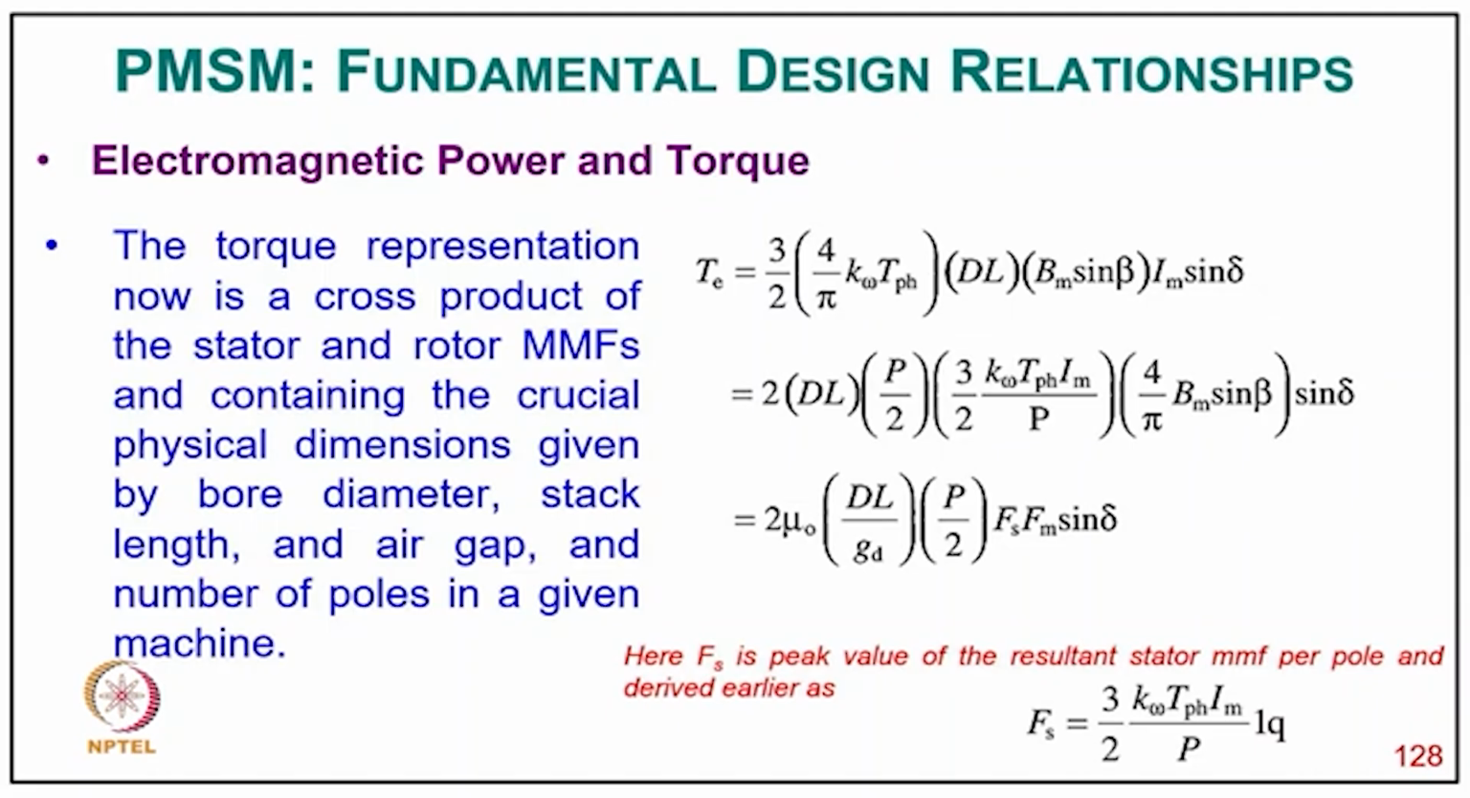So that is typically here equal to 3/2 · 4/π · k_w T_ph · D L · B_m sin δ · I_m sin β, and that is 2 D L · (p/2) · 3/2 · k_w T_ph · (I_m/p) · 4/π B_m sin δ · sin β, and that is equal to 2 μ0 D L / G_d · (p/2) · F_s F_m sin δ, where F_s is the peak value of resultant stator MF per pole, and derived earlier as F_s equal to 3/2 · k_w T_ph I_m / p.